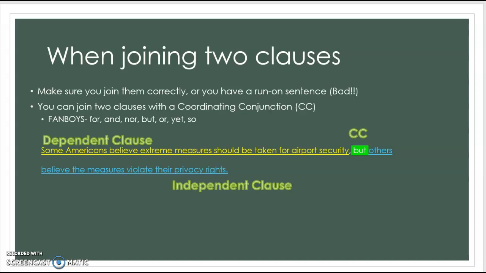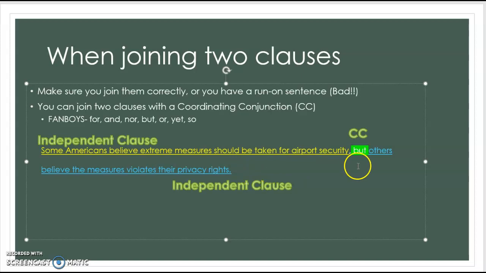Some Americans believe extreme measures should be taken for airport security. This is an independent clause. Okay, we have a sentence here. Others believe the measure violates their privacy rights. Another independent clause. Two sentences that can stand on their own, and we're going to join them with a coordinating conjunction. And in this case, we're going to say but.